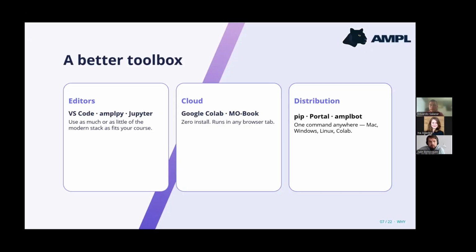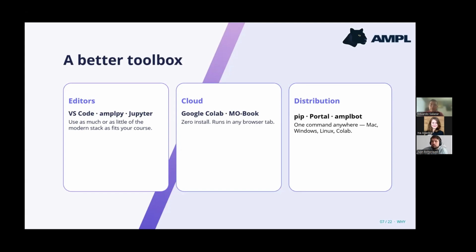We also have the MO book, the mathematical optimization book. Many of you may have learned AMPL through the classic AMPL Panther book, the one with the Black Panther on the cover. MO book is not a new version of that book. It's actually a completely new book on its own. It's a book made by several professors across the world to teach mathematical optimization using a modern workflow of AMPL and Python.